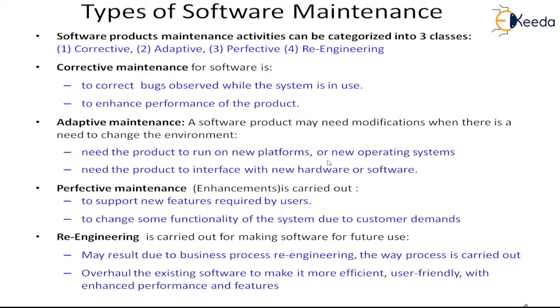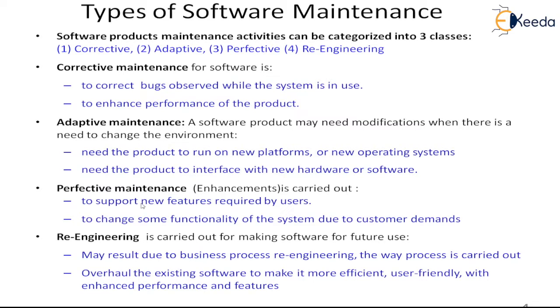You have to see whether all your software is actually adapting to the operating system, or some change has to be done. Similarly, suppose there is a new hardware or software, and there is a need to interface with it. Then you have to change your software product, so that the interfaces with the new hardware and software will be established. This kind of maintenance is called adaptive maintenance, because you are continuously adapting to a changed environment.